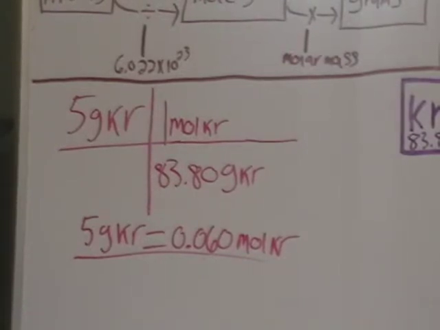So now I want to know how many atoms there are in 0.060 moles of krypton. So what this is allowing us to do is we have our grams, so let's just find out how many atoms are in 5 grams of krypton. We have to convert to moles first, and then we can use this. So you can see we have moles right here, this 0.060, and we want to convert to atoms. So what we're going to do is we're going to multiply by Avogadro's number. So let's do that.